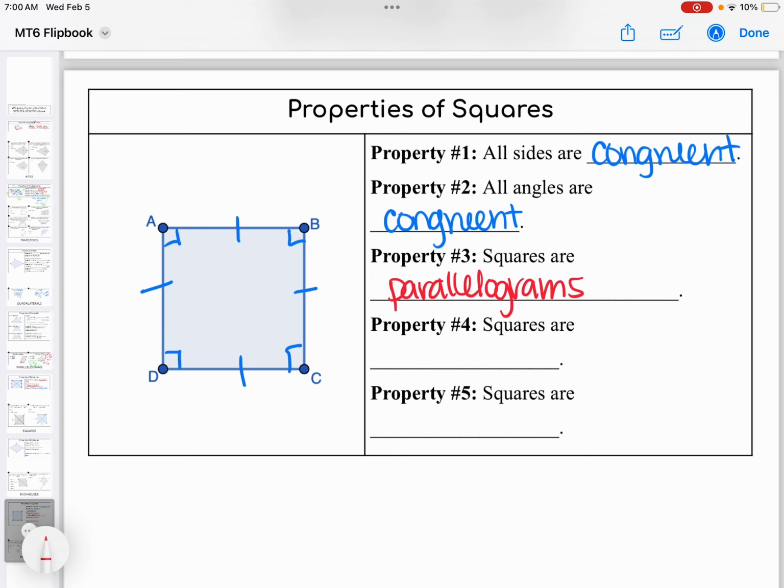Squares are also a type of rectangle. So they're going to follow all of the properties of a rectangle, and they're going to be parallelograms. Squares are rectangles. And then squares are also what we call a rhombus.